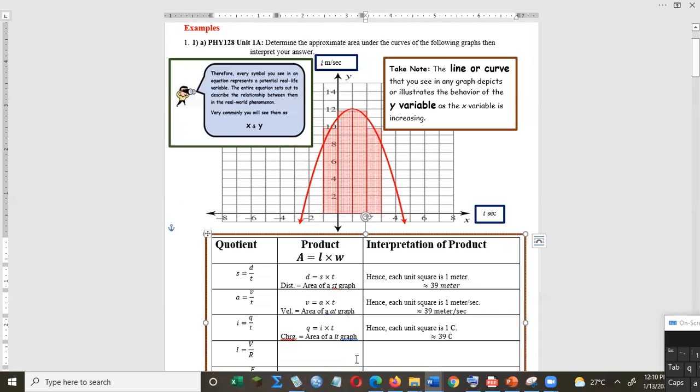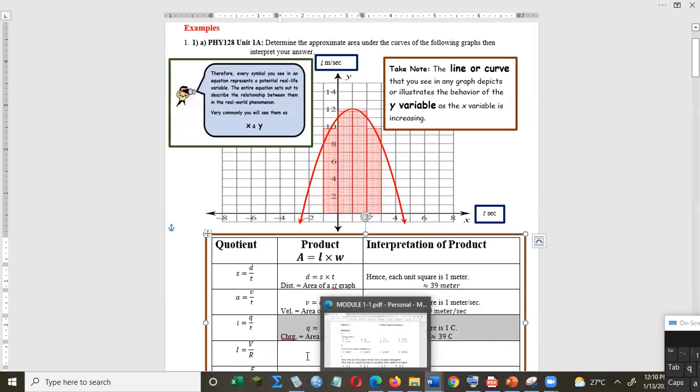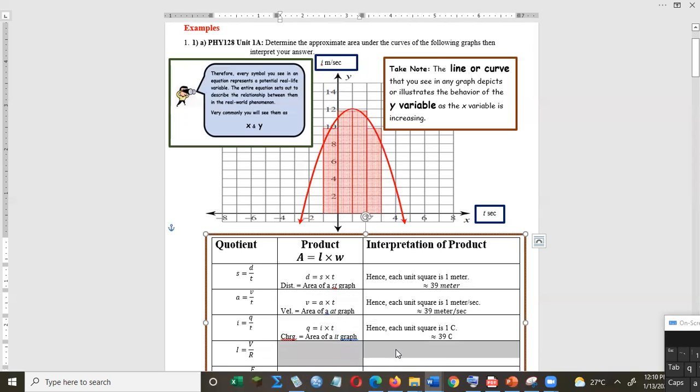If we're looking at current, voltage, and resistance, then voltage would be equal to current times resistance. So voltage would be equal to the area on the I-R graph.